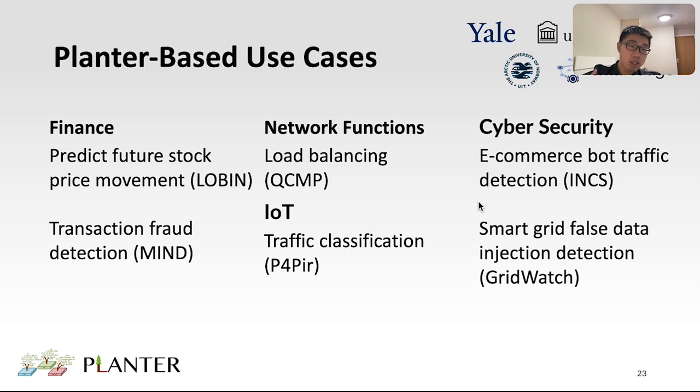Planter's early adopters have used it across a range of use cases. For example, network functions include load balancing using Q-learning and IoT traffic classification. Cybersecurity applications include e-commerce bot traffic detection and smart grid false data injection detection. Finance-related applications include predicting future stock price movement and transaction fraud detection. And be sure that there are also many more applications to explore.